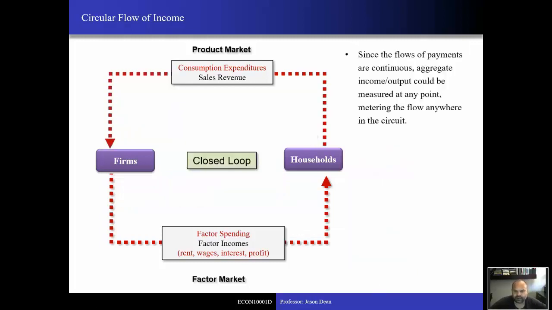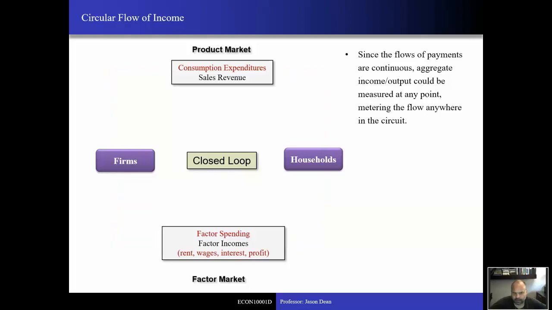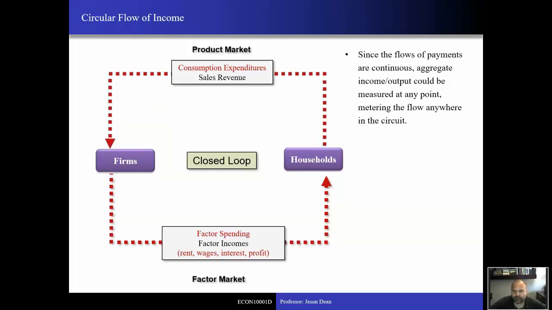And also the firm owner has to take risk in setting up the business. Now we're just going to focus on the financial flows. In our simple model right now, this is a closed loop. So flows of payments are continuous, and so the aggregate income and output can be measured at any point by metering the flow anywhere in this circuit.